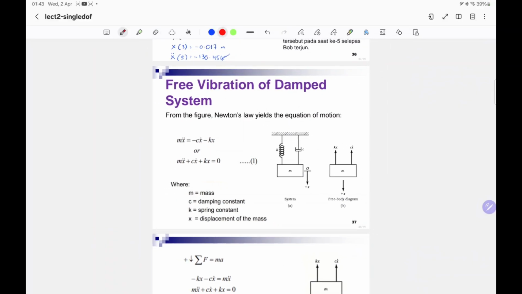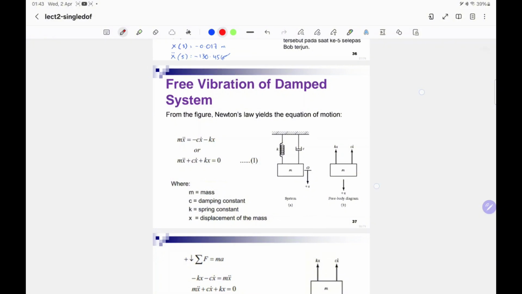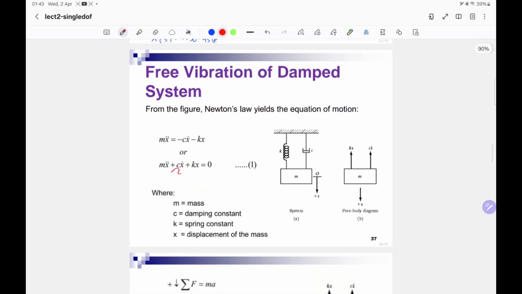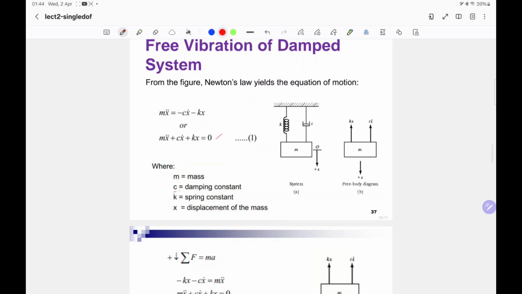So in this session we're going to continue with free vibration of damped system under the topic of single degree of freedom system. So for free vibration of damped system, we know that the equation of motion is m x double dot plus c x dot plus k x equals 0, whereby c is the damping coefficient or damping constant.